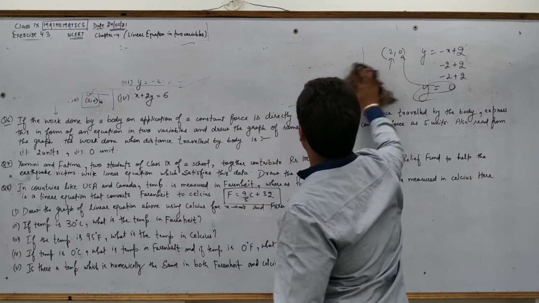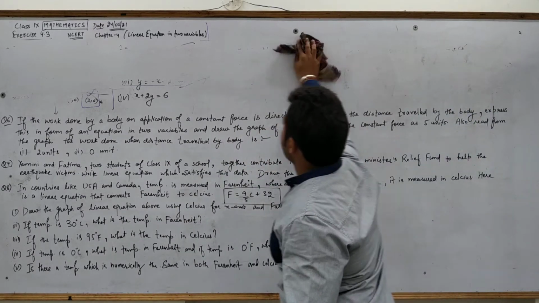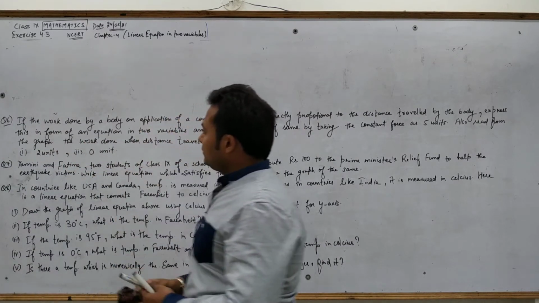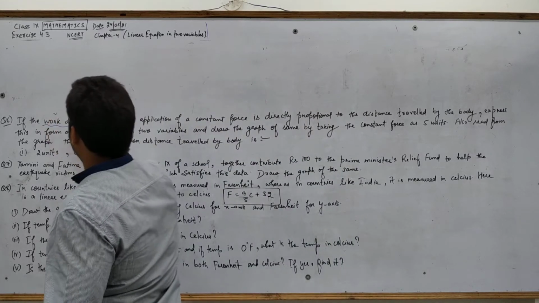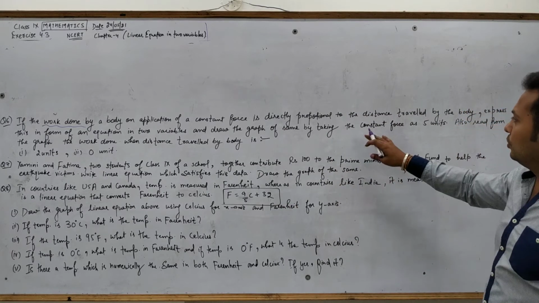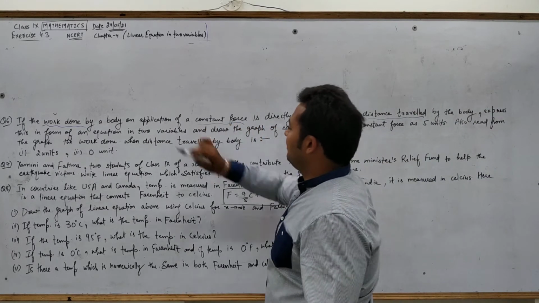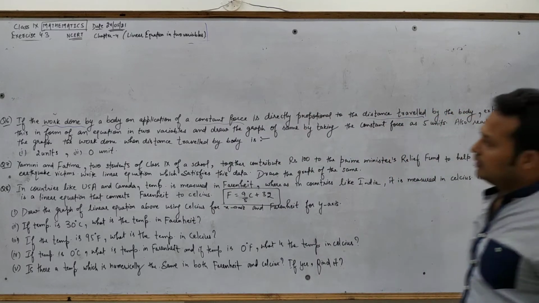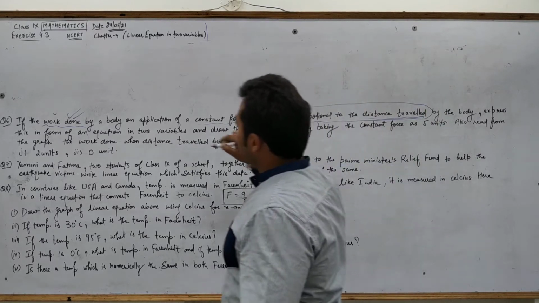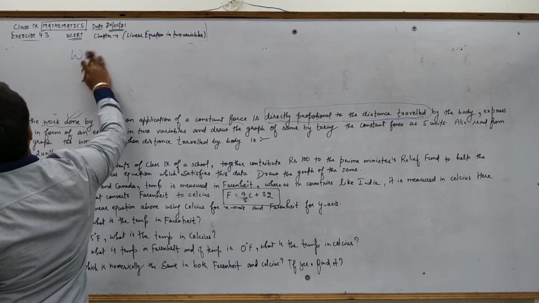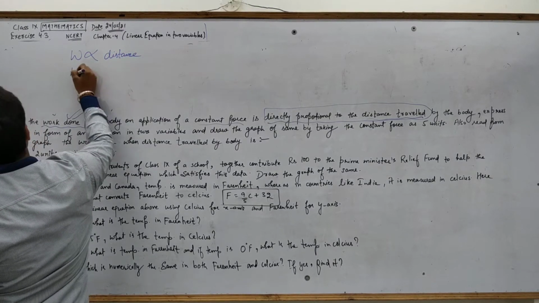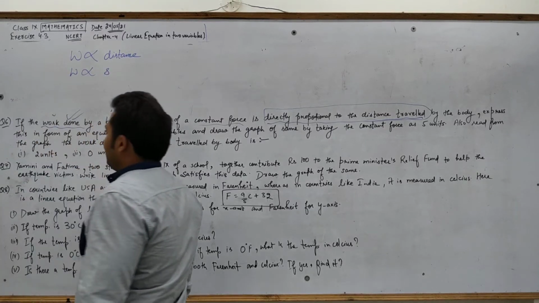Now see, question number 6. It is given that work done on a body is directly proportional to distance travelled and applied force. It is given that work done is directly proportional to distance travelled. W is directly proportional to distance. So work is directly proportional to S.